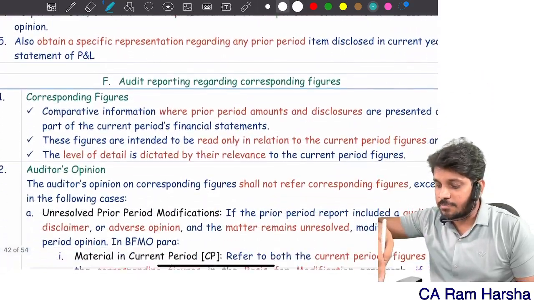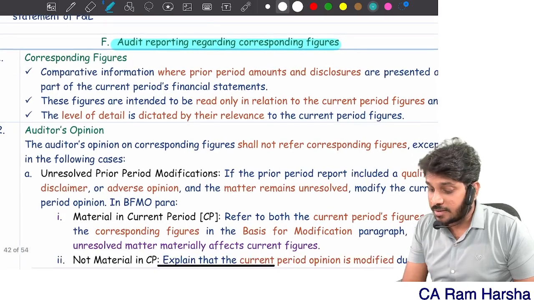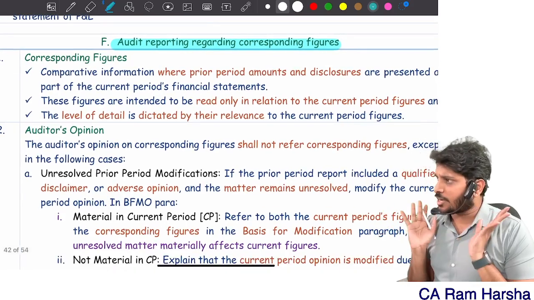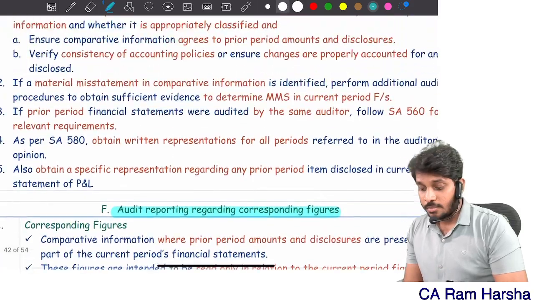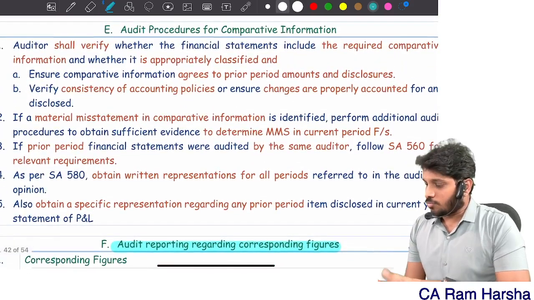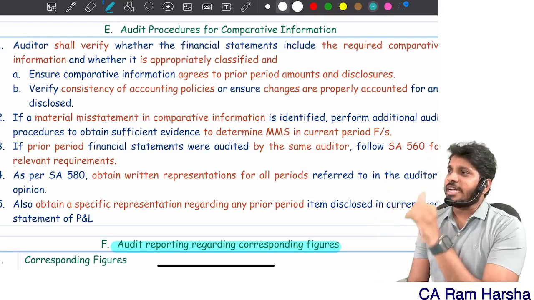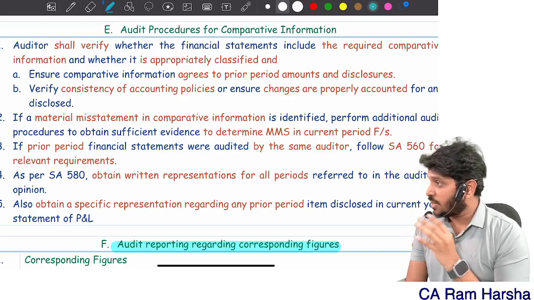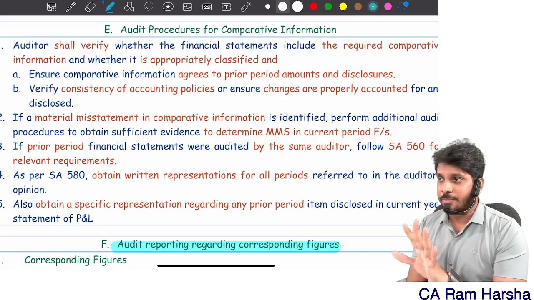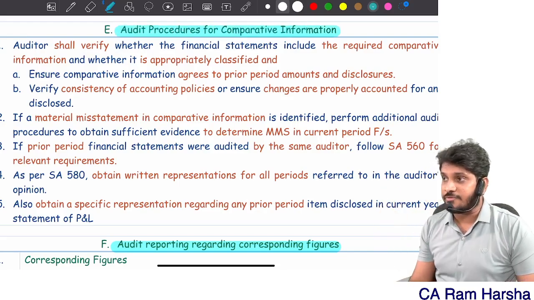Below we have discussed reporting responsibilities, like audit reporting for corresponding figures. Here we have given the F point, so report accordingly. Are you getting it, all of you? Okay, fine. The reporting part will come back later. What do I need to do for comparative information? How will I get evidence on comparative information? What are the audit procedures for comparative information?